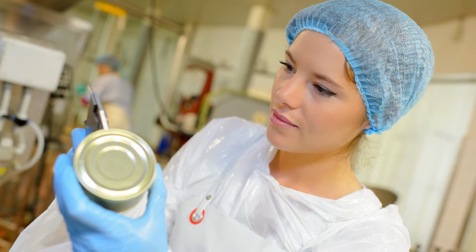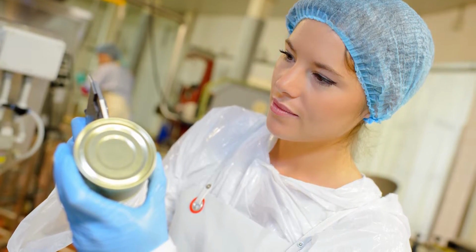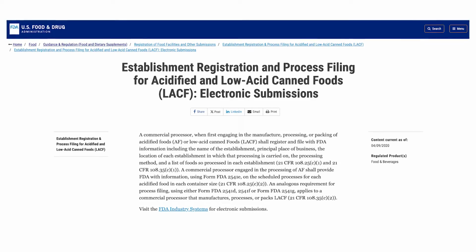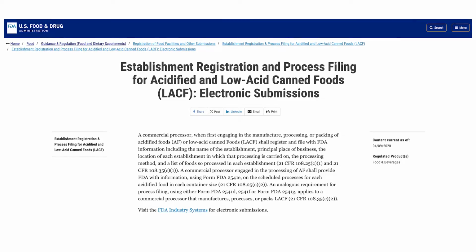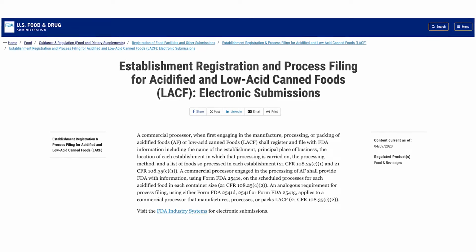Again, depending on the type of canned food product you plan to make and sell, you may need to attend a canned foods class, register with the FDA as a cannery, and file your process with the FDA. The vast majority of canned foods are not cottage foods, meaning they cannot be produced in your home kitchen and then sold for profit. However, there are a few exceptions.